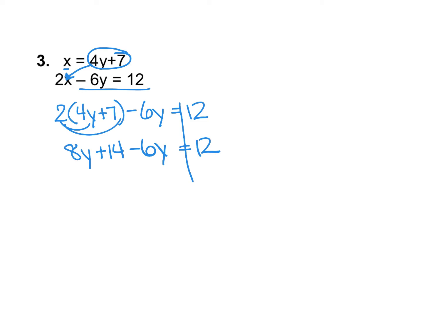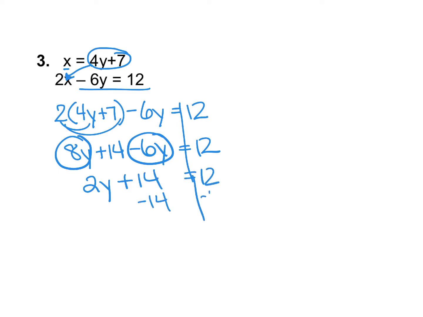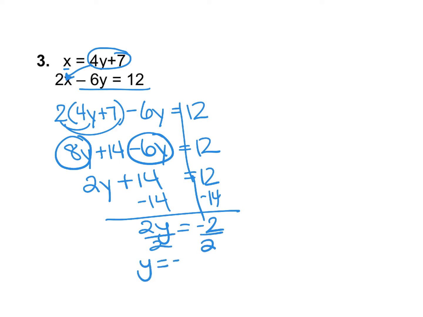All right, so before I do anything else, I can combine like terms. And I'll have 2y plus 14 is equal to 12. All right, minus 14. 2y is equal to negative 2. And then I'm just going to divide by the 2 at the end. And y is going to be equal to negative 1.